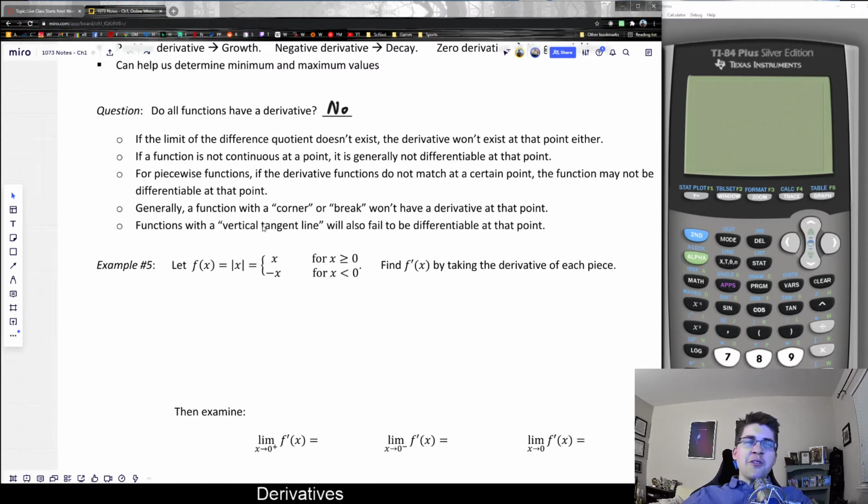There's also another case where a function may not be differentiable: when it has a vertical tangent line or slope. Technically, for a vertical tangent line, we sometimes say it has a slope equal to infinity, but you can't write an equation of that line, and there are problems with that. We'll revisit that idea later.